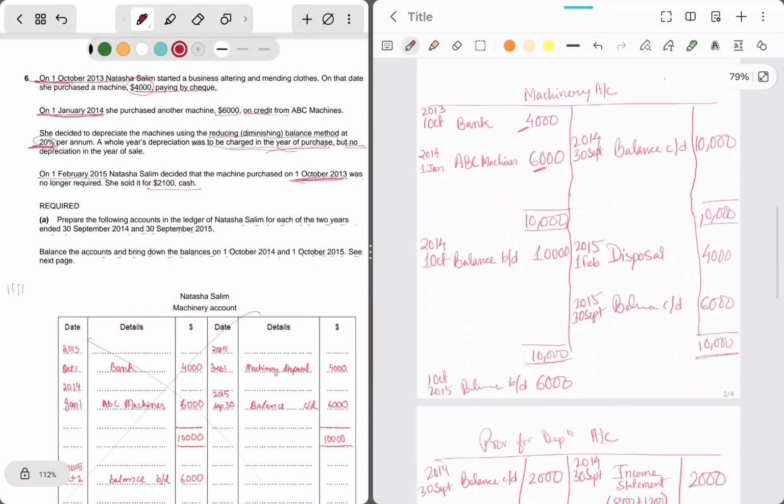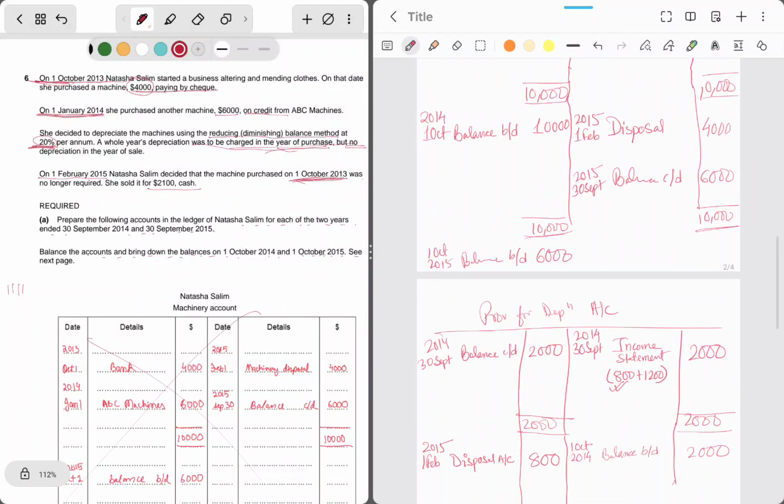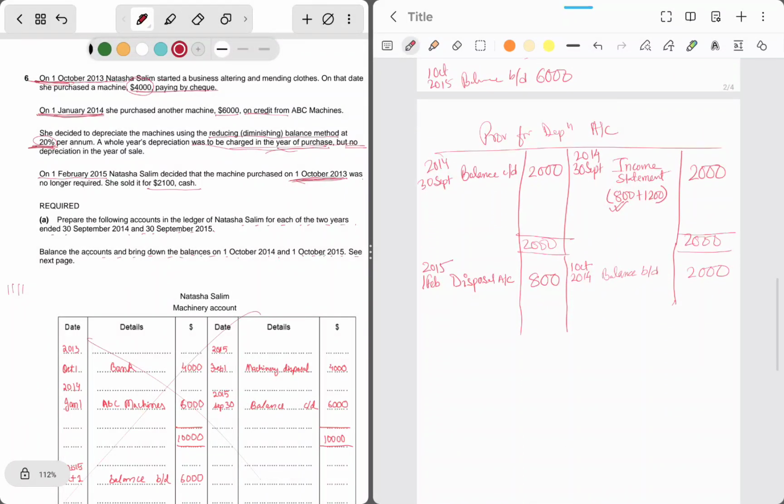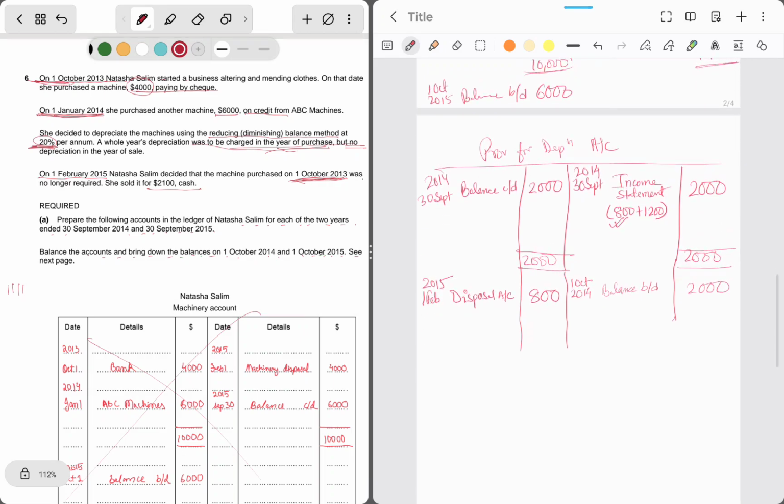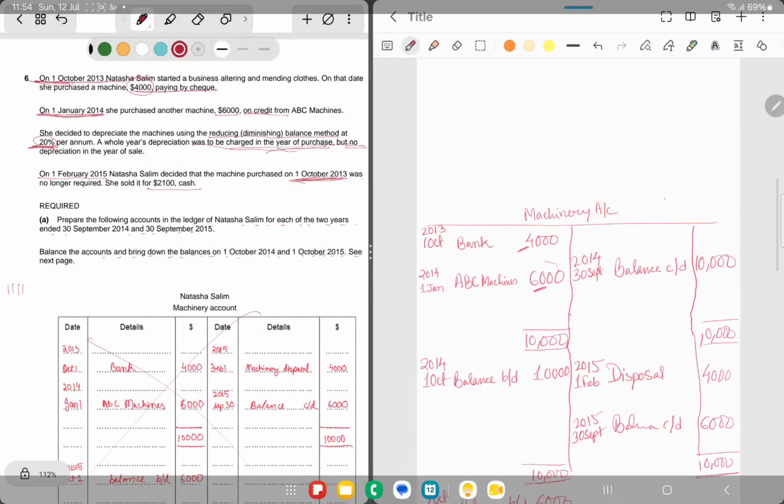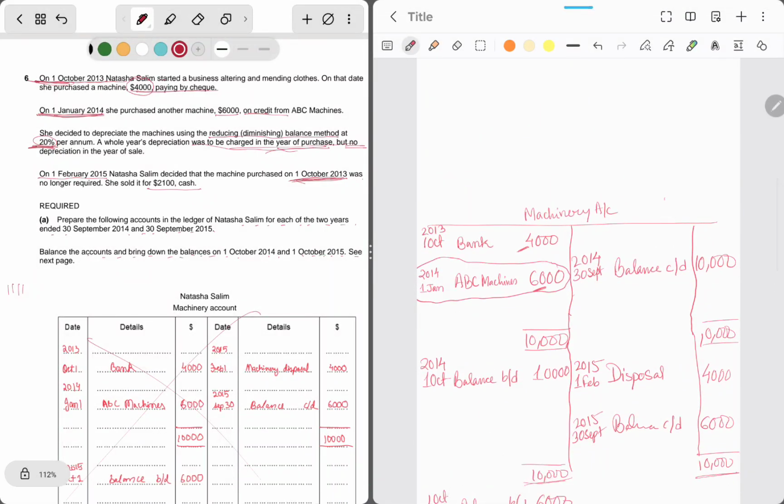Done. So this is our entry in machinery account. Same entries will go to the provision account. Disposal account gone, 800. Now, is there any sale of the second machinery? This $6,000, has it been sold? No, right? This machine has not been sold.